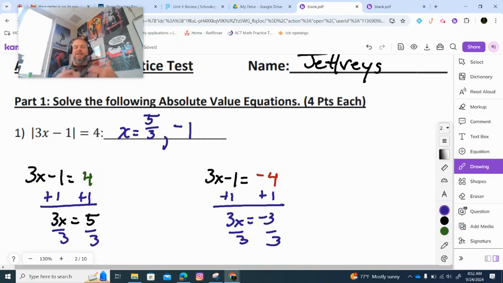So, yes, notice I'm actually writing it as it should be written. Yes, there's going to be decimals. Yes, there's going to be fractions.